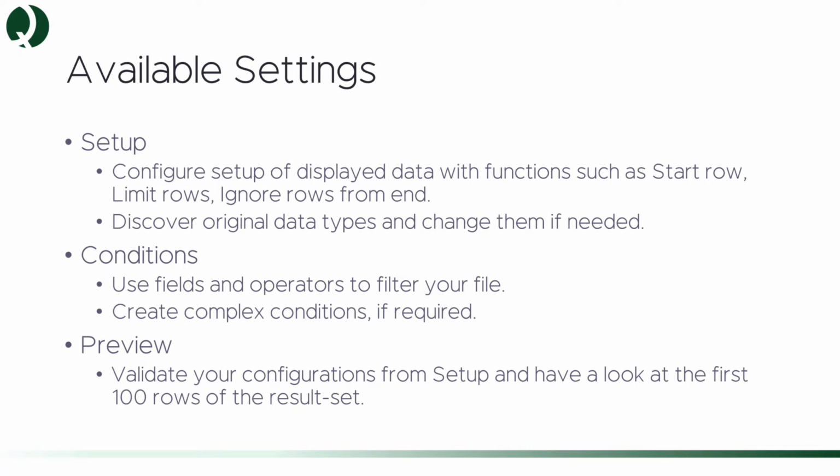Before we continue, let's have a look at the possible settings that you can use here. In Setup, you can configure which data will be displayed. This contains the selection of the start row, how many rows you want to display, or how many rows you want to ignore from the end. Furthermore, you can identify the original data type and change it if required to your target's data type.